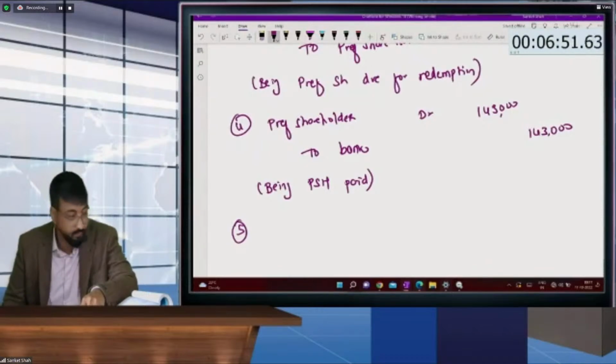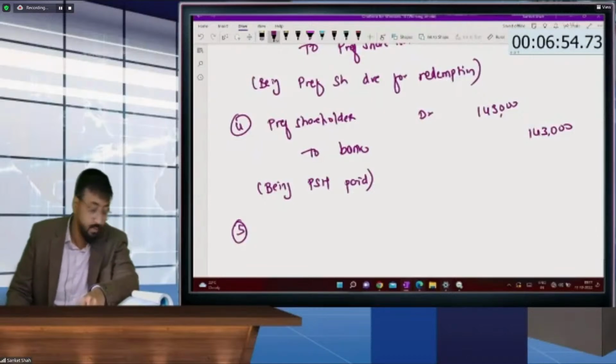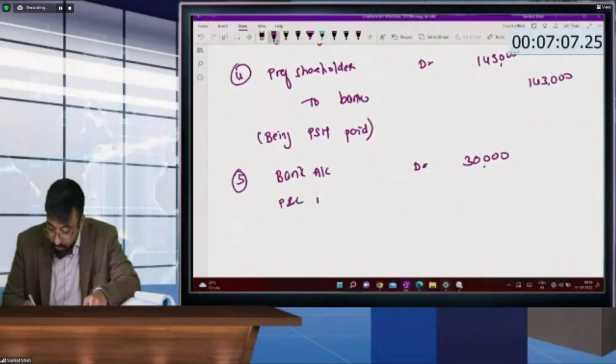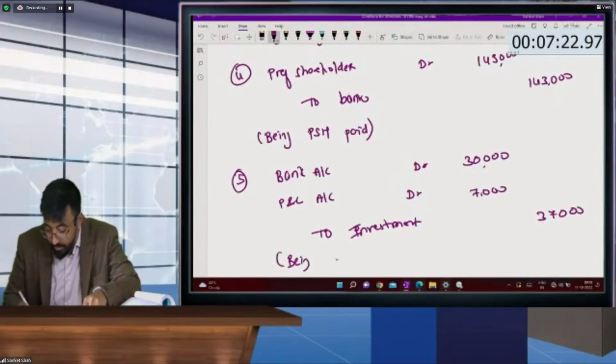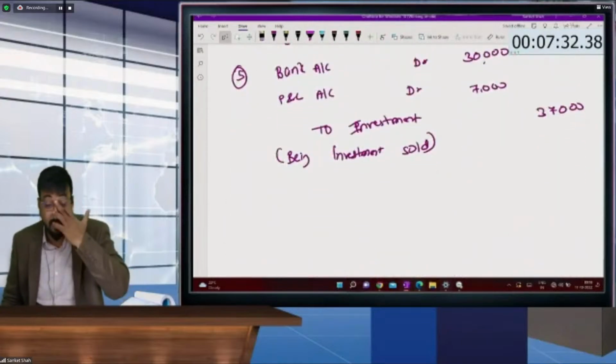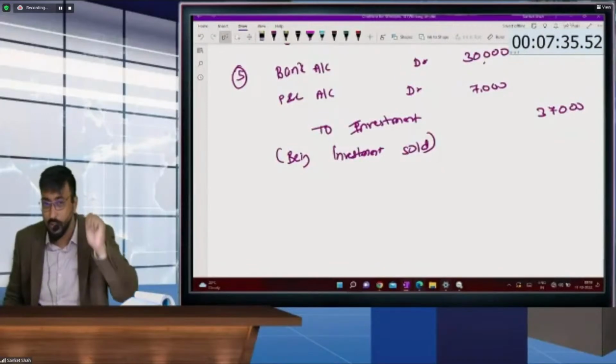Bank account debit 30,000. P&L account debit to investment account. It is 37,000, na? Being investment sold. You can write this entry as number one. Yeah, this fifth entry, you can write it as number one, and after that the other entries. This is the sequence you may follow. So sequence is not an issue.